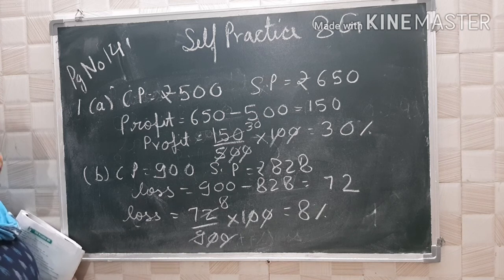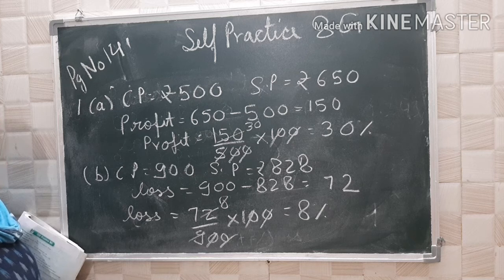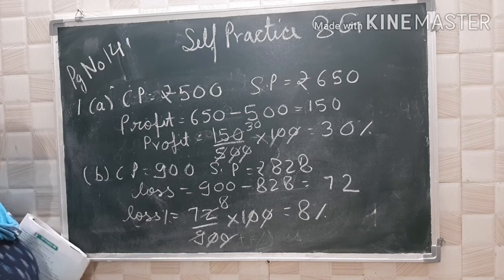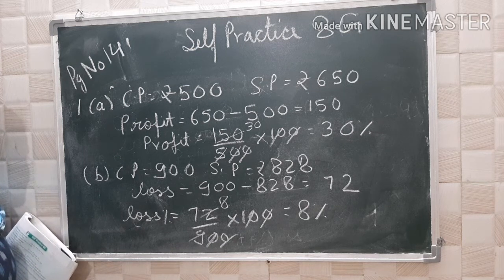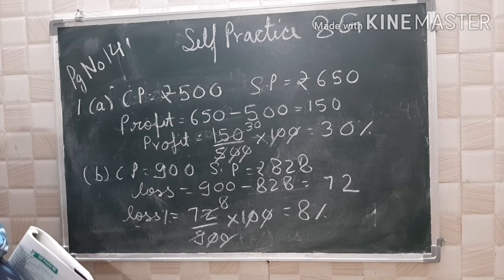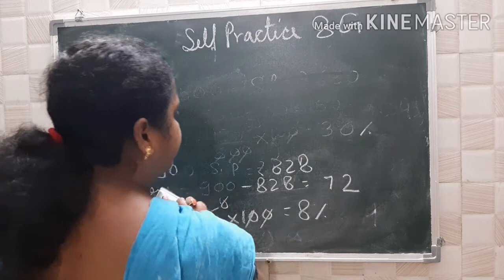Again, profit is equal to 650 minus 500, 150, and profit percent is 150 upon 500 into 100, that will be 30%. Same way CP is 900, SP is 828. The loss is 900 minus 828, 72, and loss percent will be how much? 72 upon 900 into 100. All zeros will be cancelled out. 9 8s are 72. Your answer will be 8%. Clear? Now see question number C part of it.